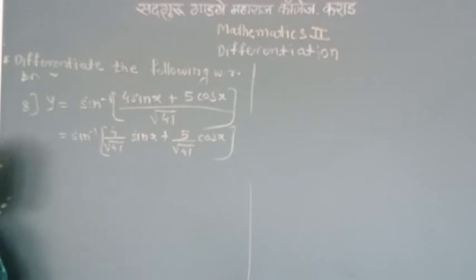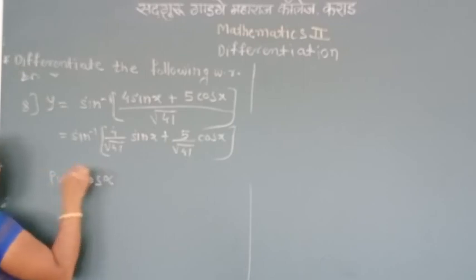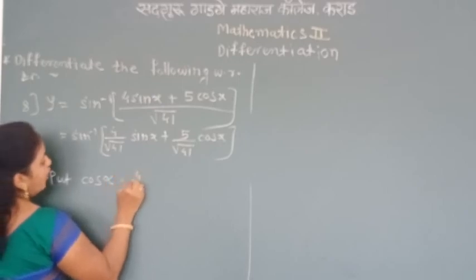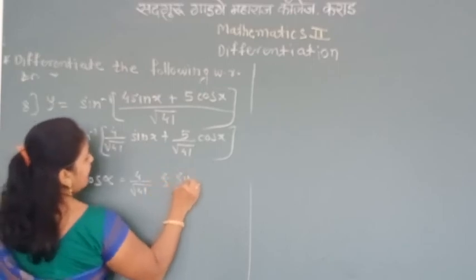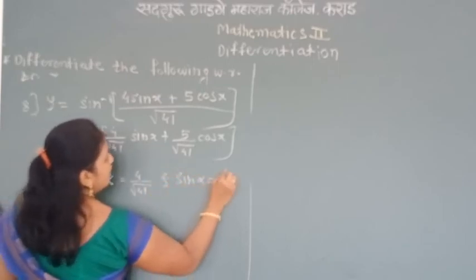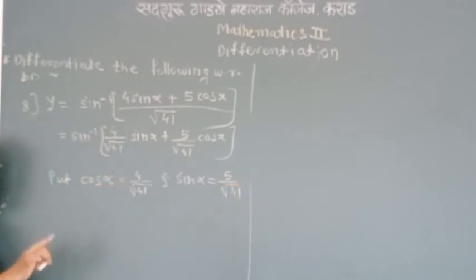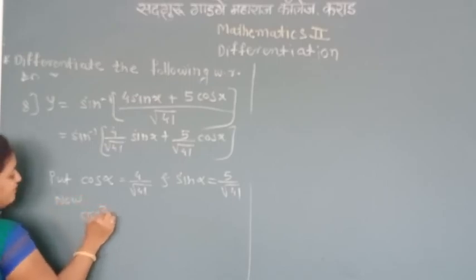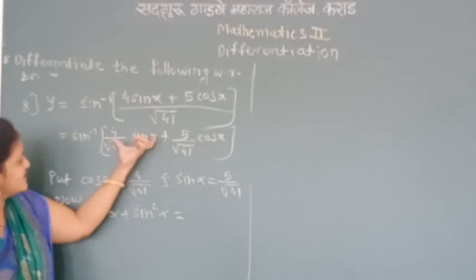So which term can we substitute here? So put cos alpha is equal to 4 upon square root of 41 and sin alpha is equal to 5 upon square root of 41. But we can substitute those two terms only if we get the identity formula. Which identity formula? sin square alpha plus cos square alpha is equal to 1. Now check cos square alpha plus sin square alpha. We get 1. Then these two terms we can substitute in here.